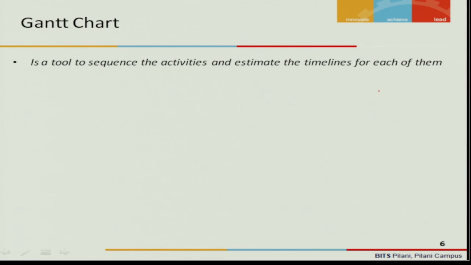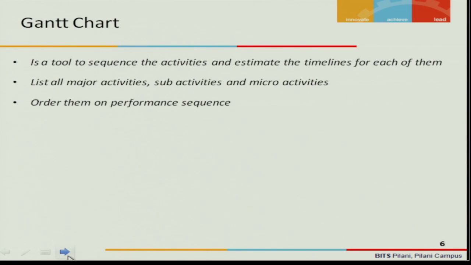So what essentially a Gantt chart is going to do is that it will just put all the activities in a sequence along with its time estimate, simple table, and it lists all major sub and micro activities. All levels of activities are listed there without exception, and they are all arranged in the sequence of their performance as far as possible. Okay, there can be something which will start early, late, but you will be able to identify them and then sequence them appropriately. We will do it in the next slide. You will understand that.